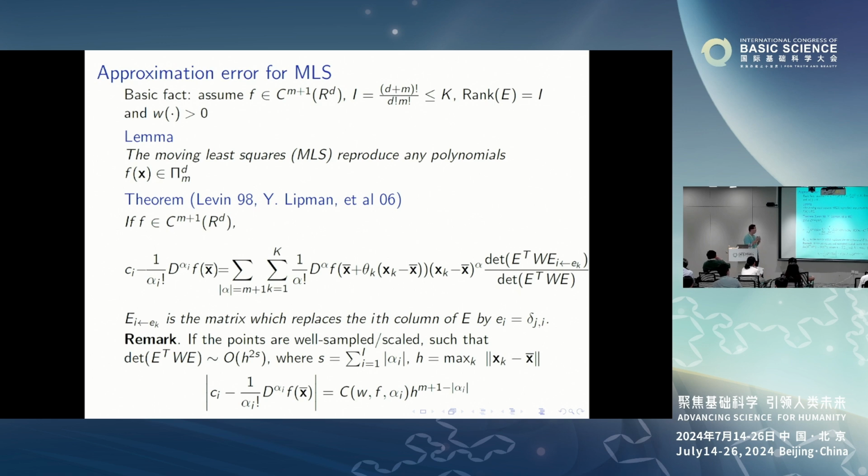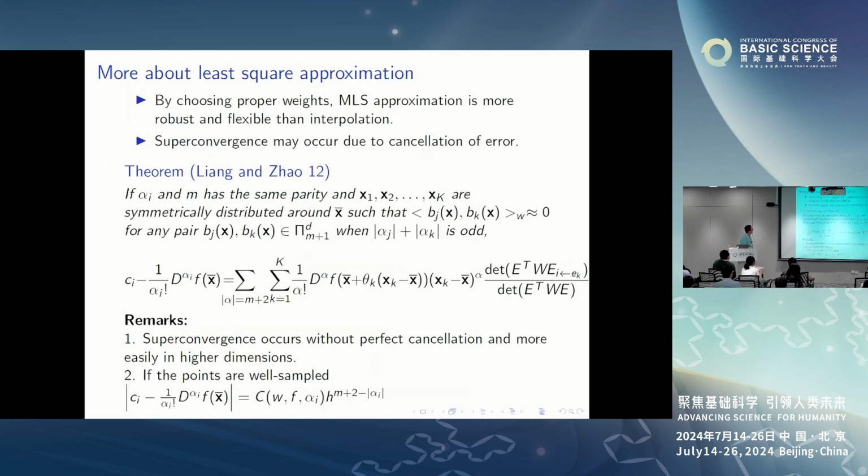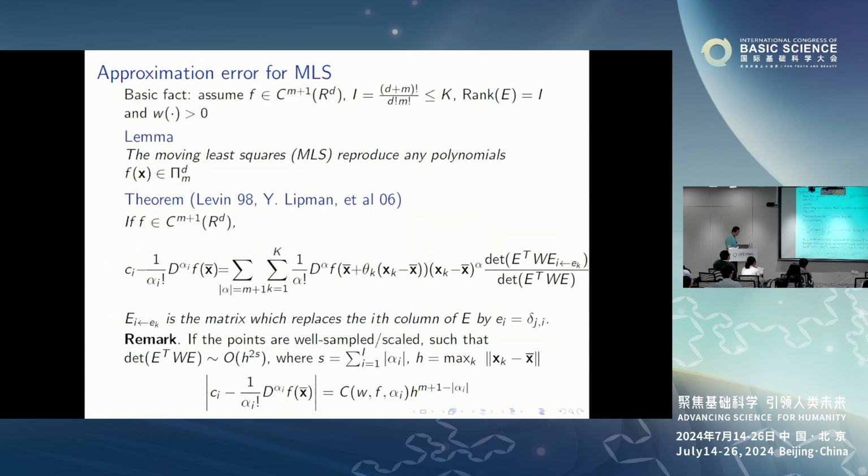But in general, if you assume your sampling is good enough, anything you do is just as good as your data. If your data is bad, you can do nothing about it. But if your data is pretty good, then you can have this error estimate. But there's something more. Actually, we found there are some interesting cancellation properties.